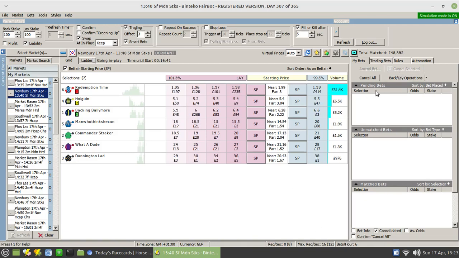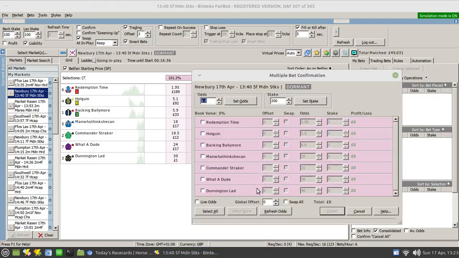With your market open, click on back lay operations, lay all. Make sure your live option here is switched off, and then you need to set your stake and your odds. For this example, I'm going to use 1.5 odds and a stake of 200. The reason for that is that at odds of 1.5, that gives me a liability of £100, simply to tie in with my back betting. I use £100 for my back betting, so it just keeps things the same.